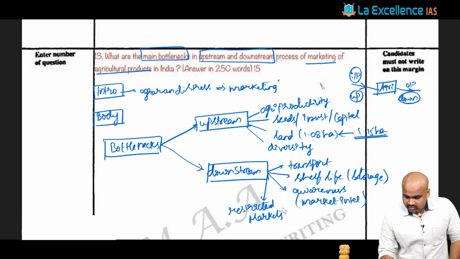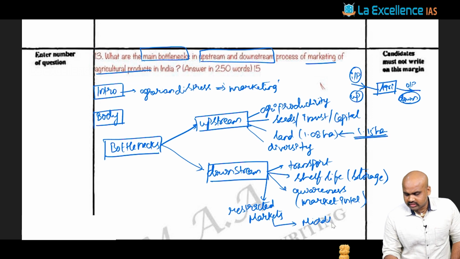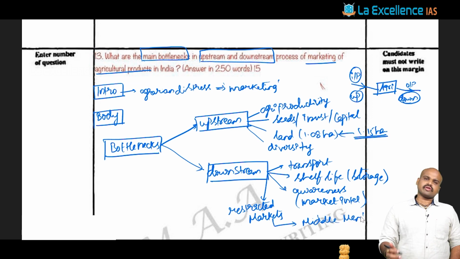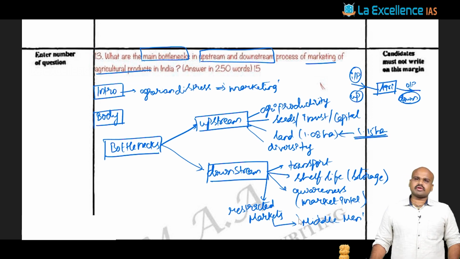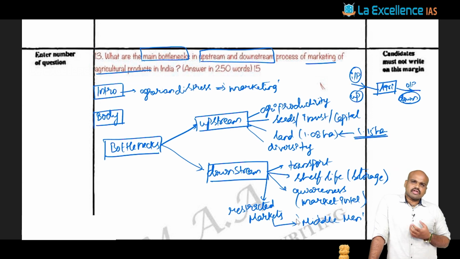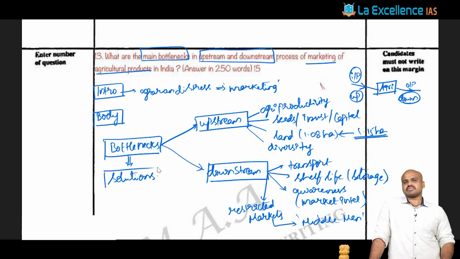Then apart from that, we also see restricted markets, right? In these restricted markets, for example APMCs, mandis, Raitu Bazaars, there is also an issue of middlemen, the intermediaries. Because of these intermediaries, the profit that is derived does not give a direct benefit to the farmers. So all these are issues existing with respect to your upstream as well as downstream.